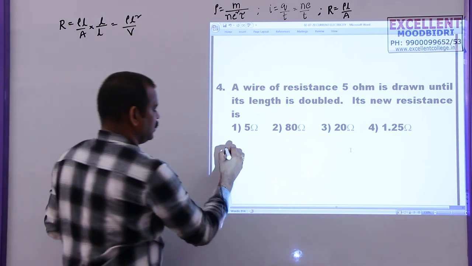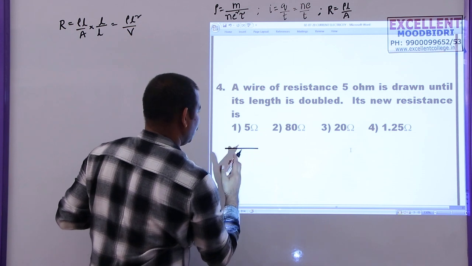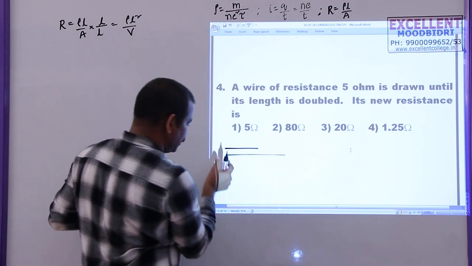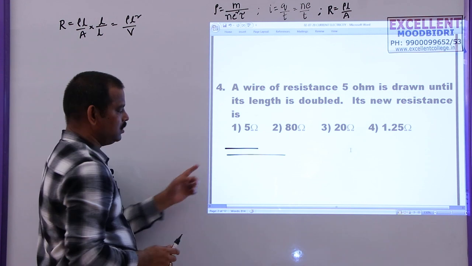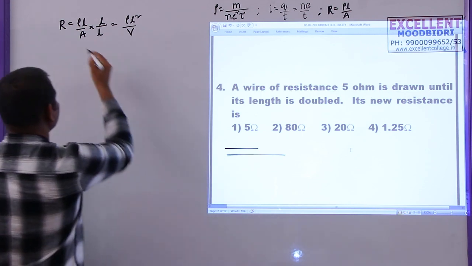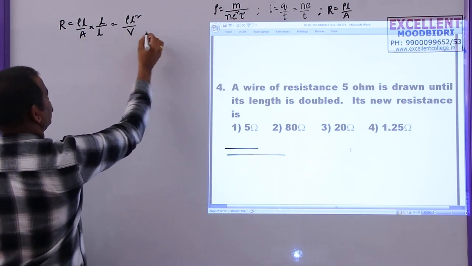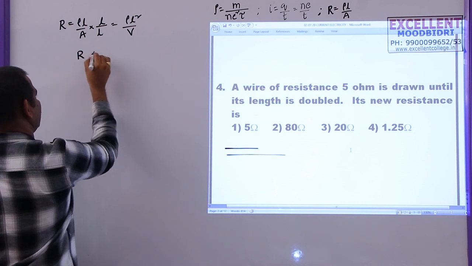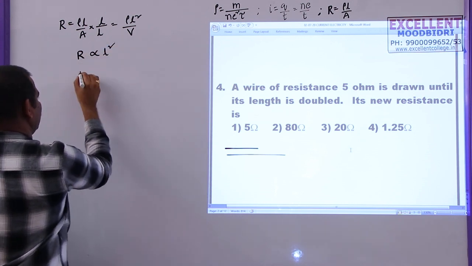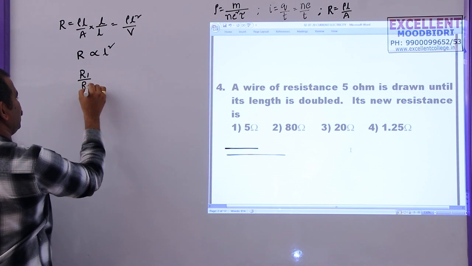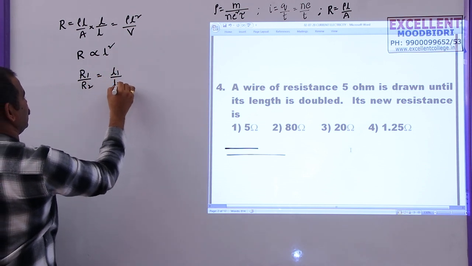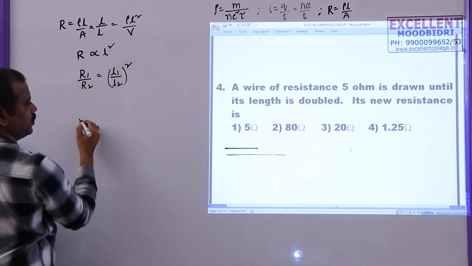If the wire is stretched to double its length, its radius decreases, length increases, but volume never changes. So here rho is a constant, volume is constant, therefore R is directly proportional to L square. So you can write R1 by R2 is equal to (L1 by L2) whole square.